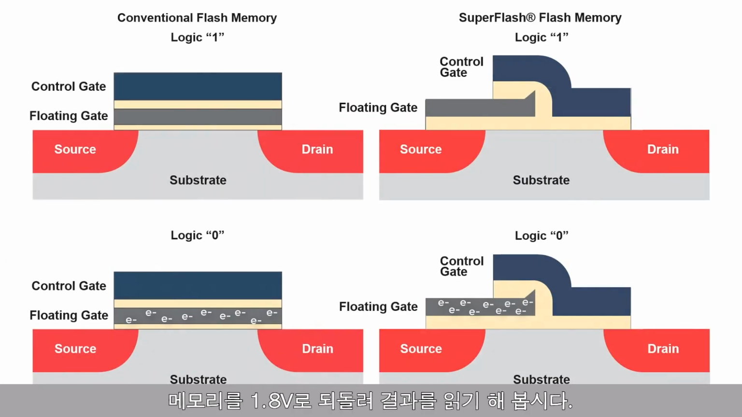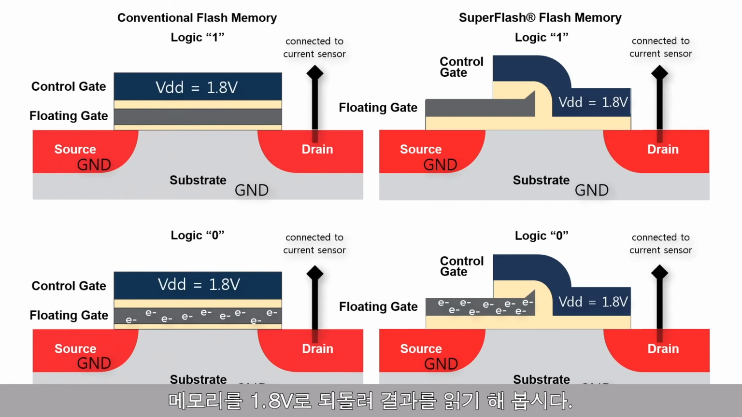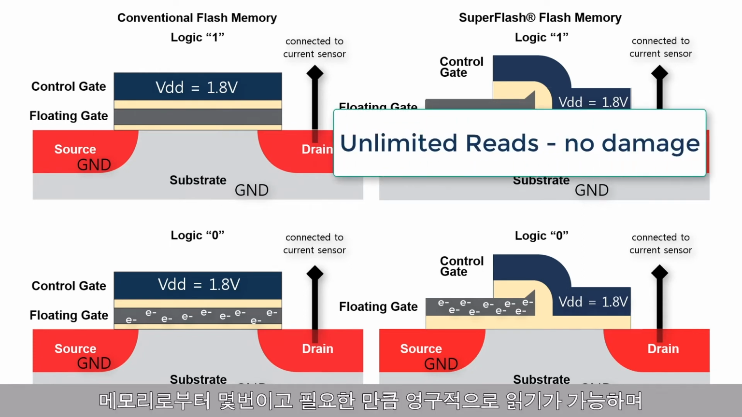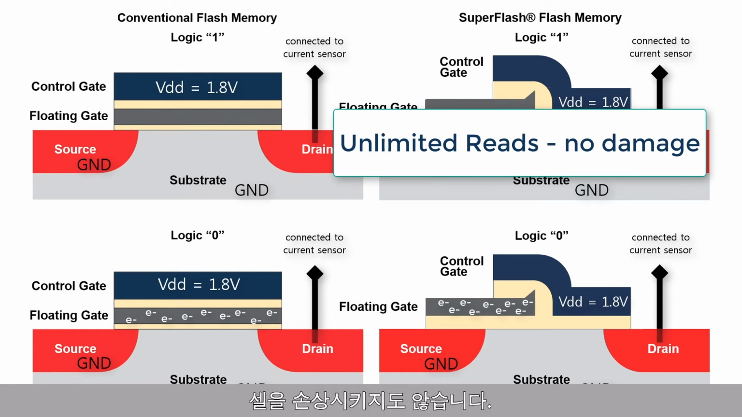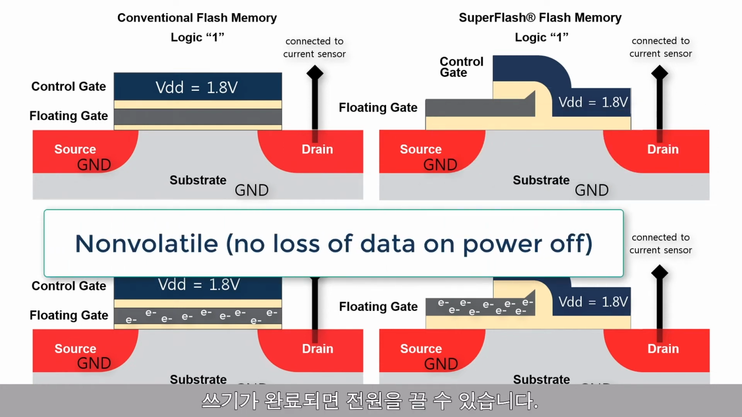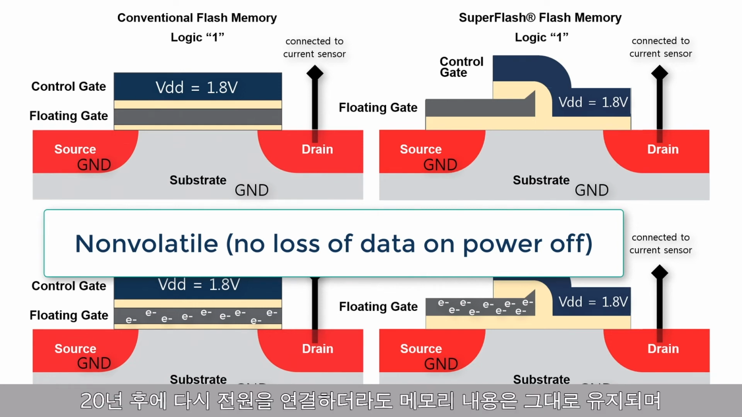Now we can run the memory back down at 1.8 volts to read the results. Notice the change in voltages. These lower voltages will cause no stress on these oxides, so you can read your memory forever, as many times as you want, and not damage these cells any further. Again, that's for reads. And once programmed, the memory can be turned off. You can unplug it from the battery or the wall, and the content is not lost.